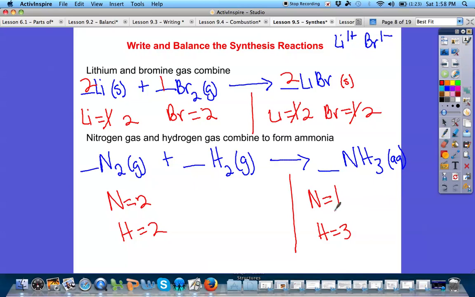So now, in order to balance this out, we're going to put a 2 in front of NH3. It's going to give us 2 nitrogen and 6 hydrogen. So now nitrogen is balanced, hydrogen is unbalanced. We're going to put a 3 in front of hydrogen gas. 3 times 2 is 6. Now everything's going to be balanced. We're going to put a 1 in front of our nitrogen gas. So those are the synthesis reactions.